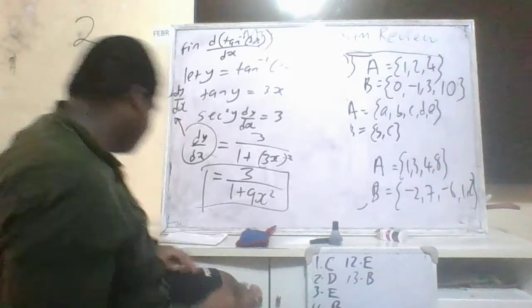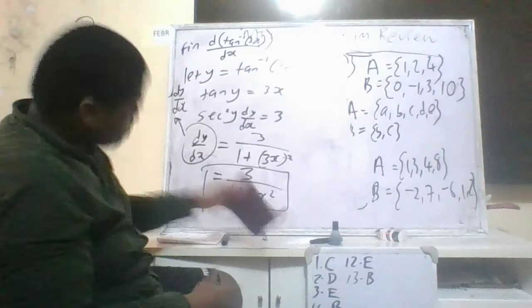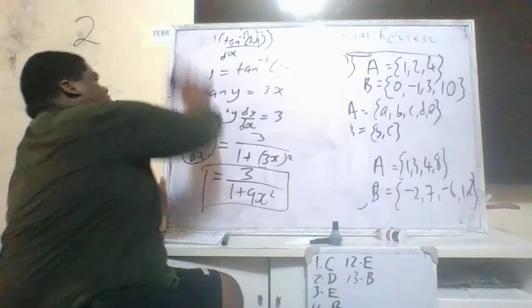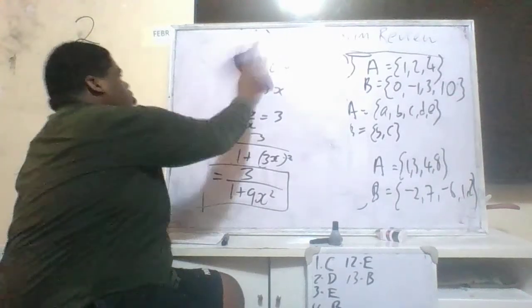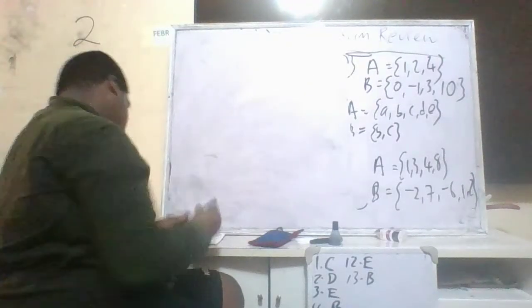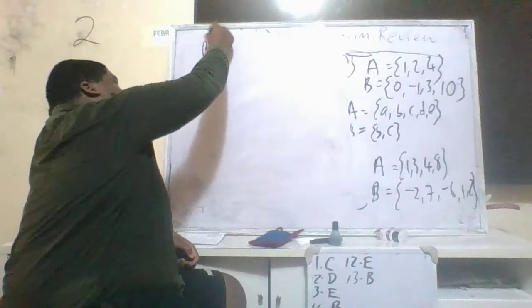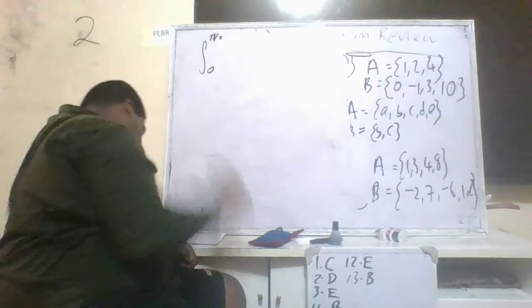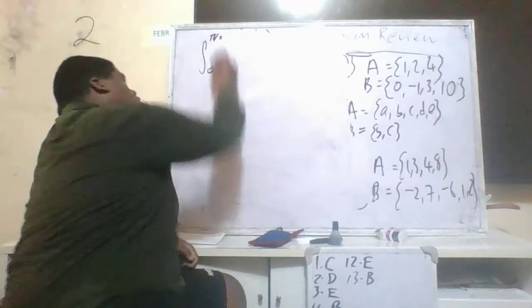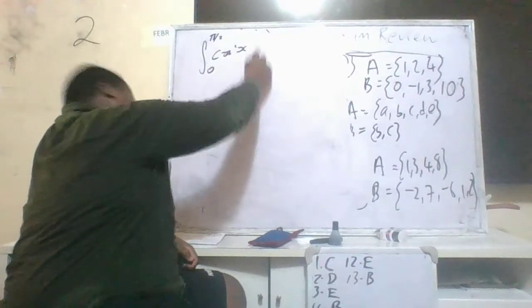Let's go to question 14. Question 14 says we should find the definite integral. How I wish I wrote down this formula before cleaning it up, because we are still having the same thing here again. Find the definite integral from 0 to pi over 2 of cos square x dx.